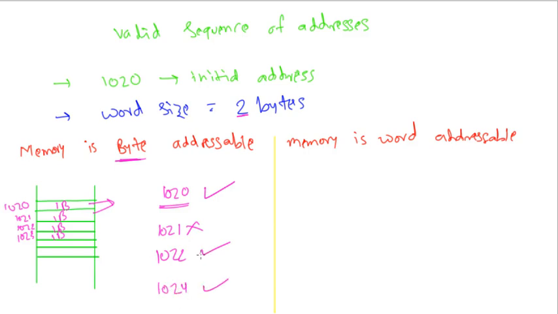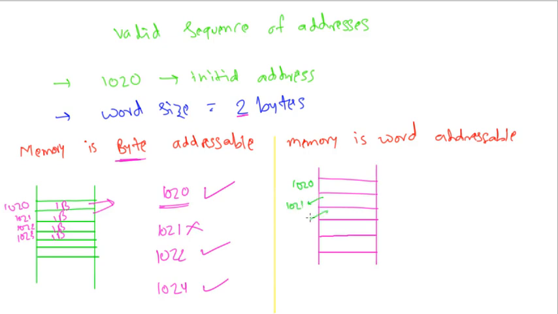Okay, but in the case of word addressable memory, things will be different. How? Let's say my memory is this. The address of the first cell is, let's say, 1020, then the address of this cell will be 1021, and the address of this cell will be 1022. Now if you notice, the addresses of cells are always in sequence. It does not depend on whether memory is word addressable or byte addressable.